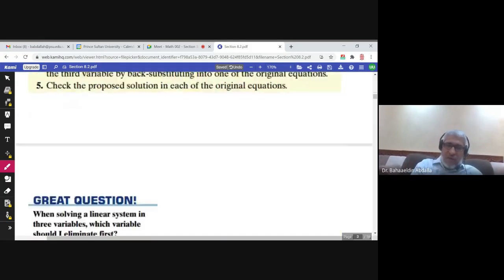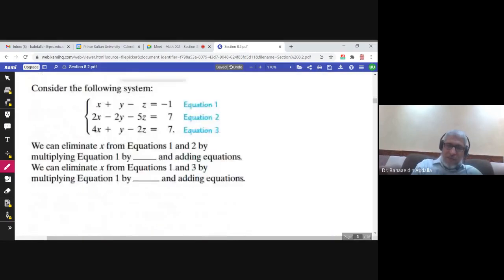Let us try this exercise. Here I have three equations. If we want to eliminate x, okay, so we have three equations and three variables. Let us decide to eliminate x. If we eliminate x, then we have to choose two equations, say equation 1 and equation 2. How to eliminate x from equation 1 and equation 2? Look, here you have 2x, here you have x.